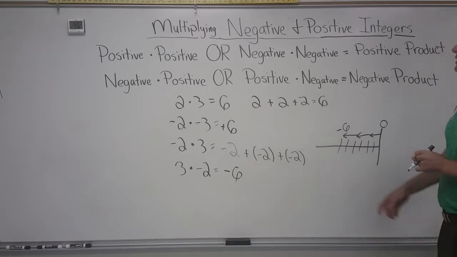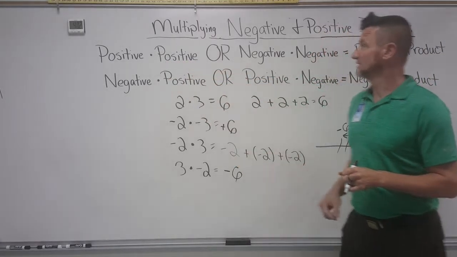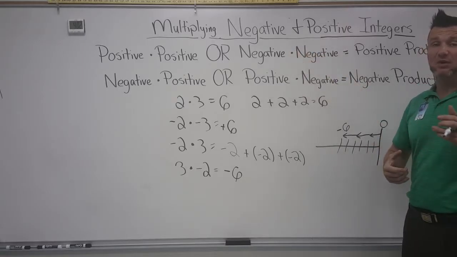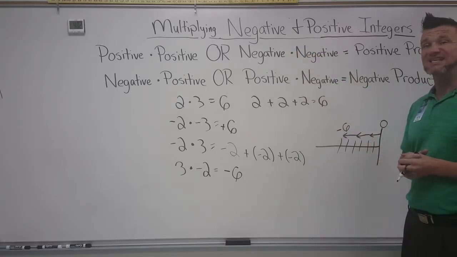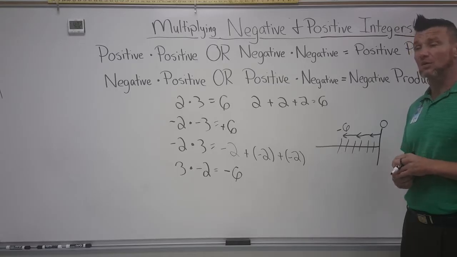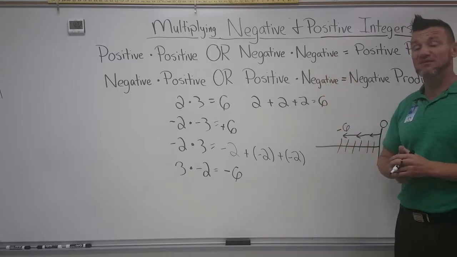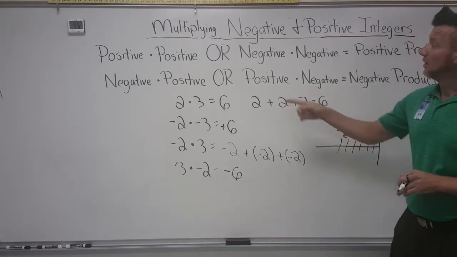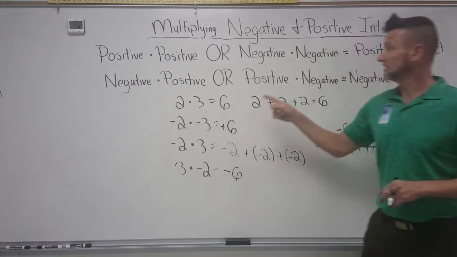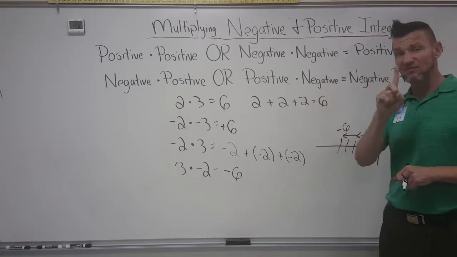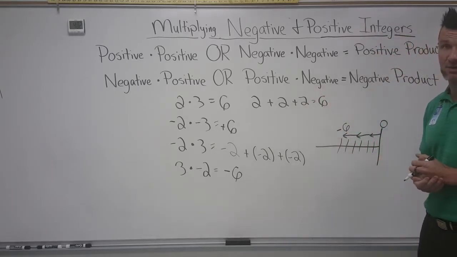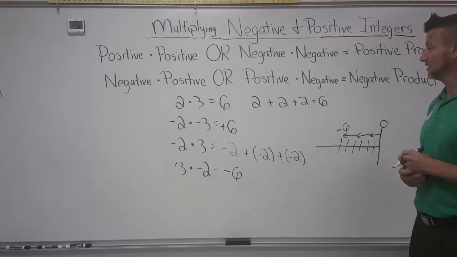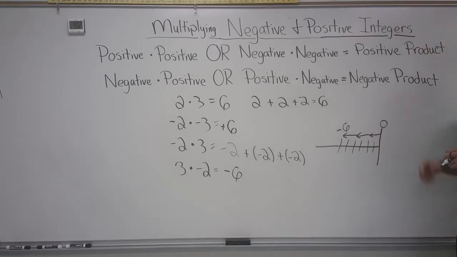Now, notice how we have a negative and a negative. That means 2 negatives equal a positive. 2 is an even number. Therefore, whenever we have an even number of negatives, we know the product is going to be positive. Negative times a positive or positive times a negative, we have 1 negative there, or an odd number of negatives. Therefore, when we have an odd number of negative integers, we get a negative product.